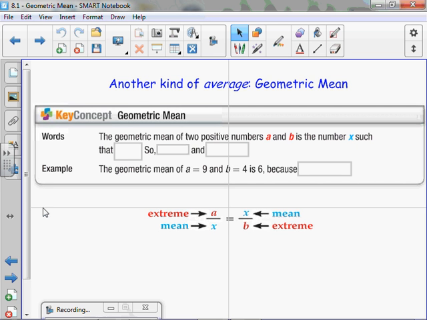So let's go through the words, and then using the actual example, I think it'll make a lot of sense to you. You'll have to write this key concept down. In words, the geometric mean of two positive numbers, A and B, is the number X that makes this true, such that A over X equals X over B. So to find the geometric mean between A and B, we have to find the number X that makes this true.